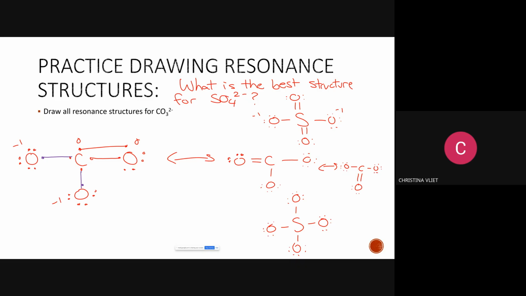Because this is technically a resonance contributor, but this is a minor contributor, not a major. This is a major. Sulfur has 6 valence electrons, so it gives only single bonds there, you just do left the end. So this one would be like this.